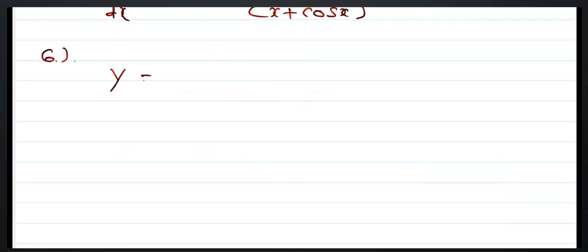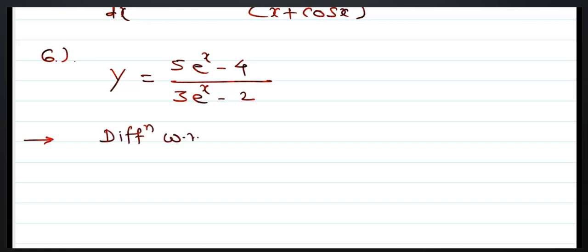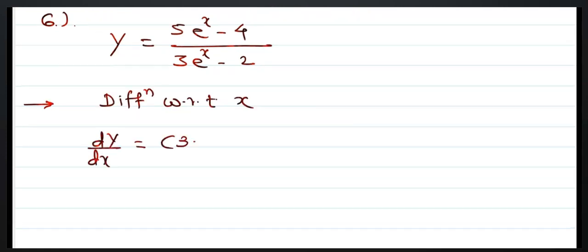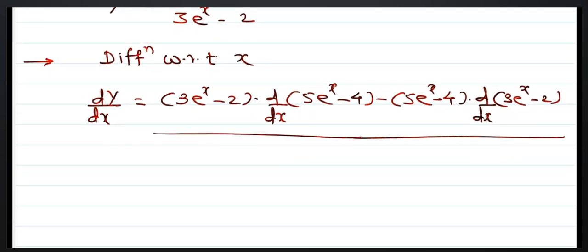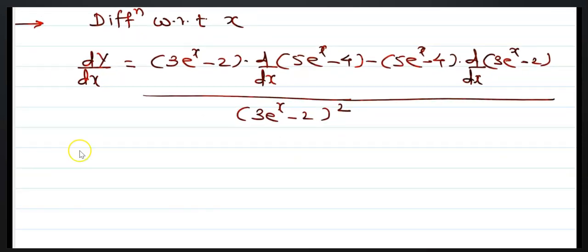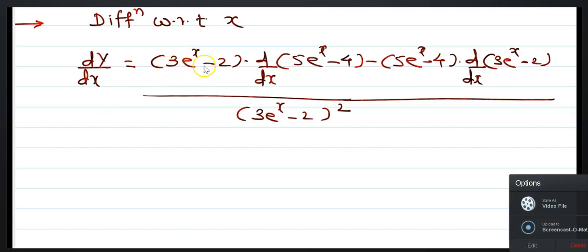Now next is question number 6, problem number 6. y is equals to 5 e raised to x minus 4 upon 3 e raised to x minus 2. Differentiate with respect to x. Again the quotient rule. Now see this here: v, 3 e raised to x minus 2, into d/dx of 5 e raised to x minus 4, minus 5 e raised to x minus 4 into d/dx of 3 e raised to x minus 2, upon v square, means what? 3 e raised to x minus 2 bracket square.